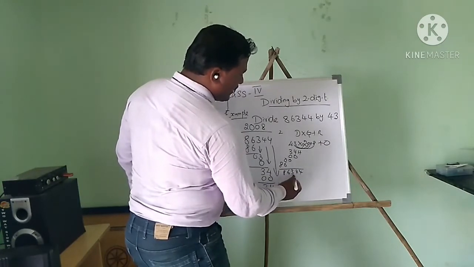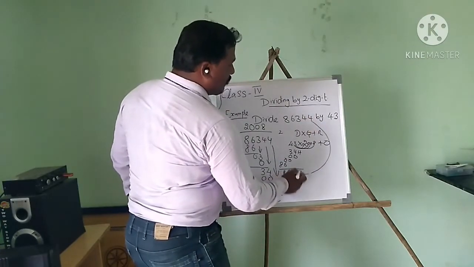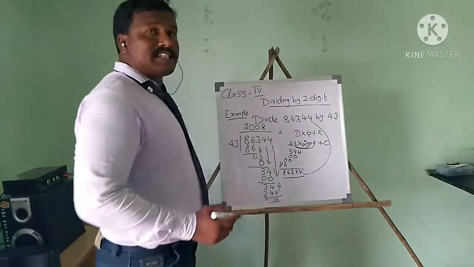So 86344. So these both are same. 86344. So my answer is correct.